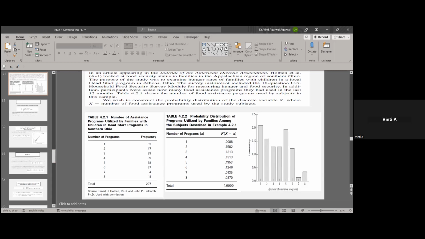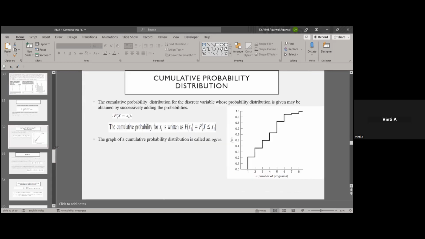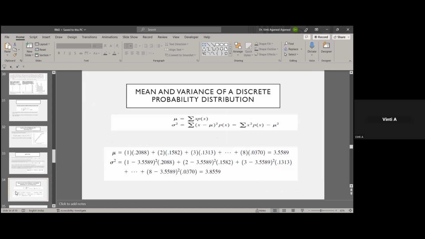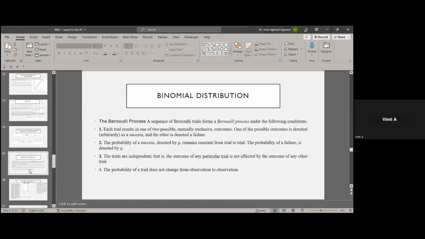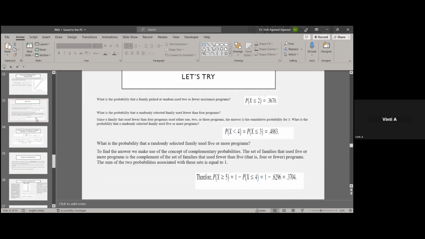And instead of looking like this table, it will end up looking like this. So it is the summation of the frequencies, and as you can see, the maximum is going to be equal to 1. Now let me go to this. So we did this probability that a family at random has 2 or fewer assistance programs.